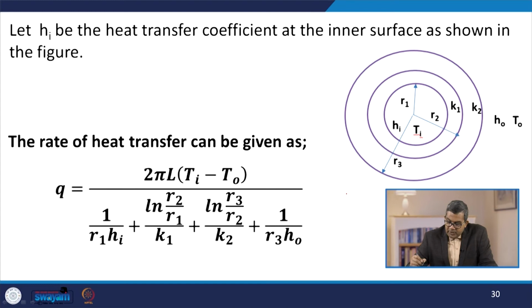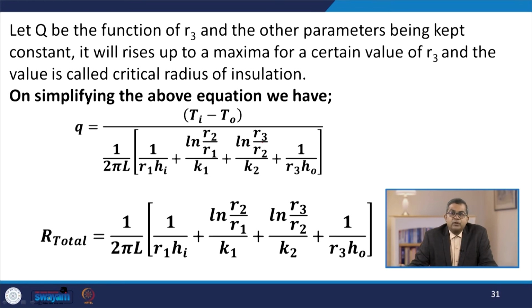Now Hi, the heat transfer coefficient at the inner surface, is as reflected in this particular figure. The rate of heat transfer can be given as Q is equal to 2 pi L into (Ti minus T naught) over 1 upon R1 Hi plus ln(R2 over R1) over K1 plus ln(R3 over R2) over K2 plus 1 over R3 H naught.